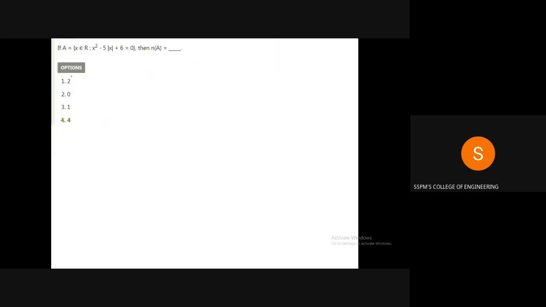So now the next question is, a set is given like this. A is equal to what? The set of all x belonging to R such that x square minus 5 mod x plus 6 is equal to 0. Then n of A is equal to what? We have to find the cardinality of this set, or the number of elements in set A. That is what we have to find.